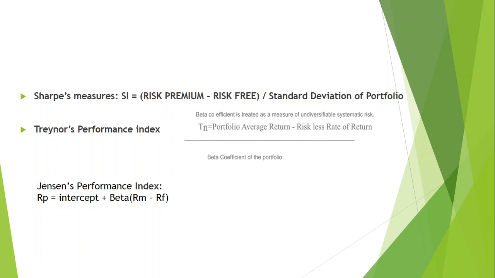And we have one more model, and the Sharpe measure can be calculated by using a simple formula, that is SI is equal to risk premium minus risk free divided by standard deviation of portfolio. We have another model to measure the portfolio, that is Treynor's performance index.